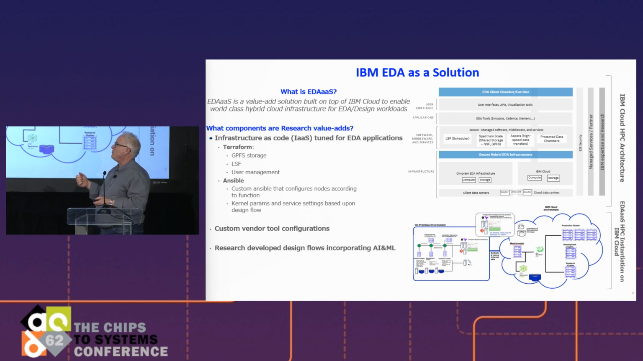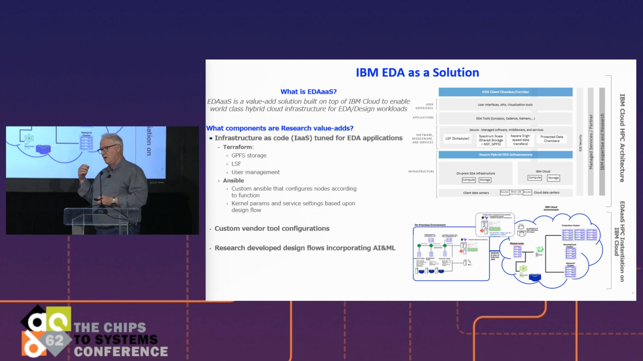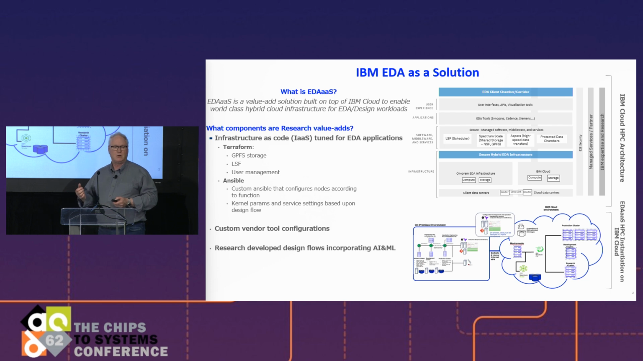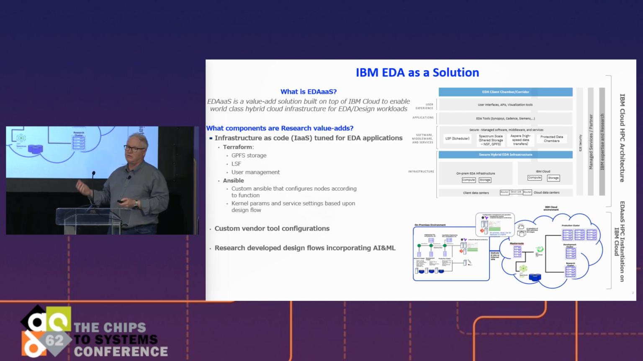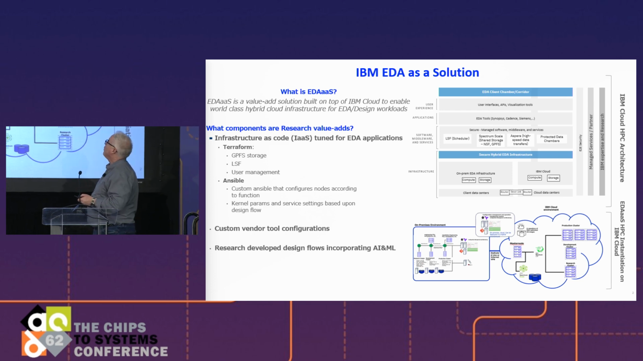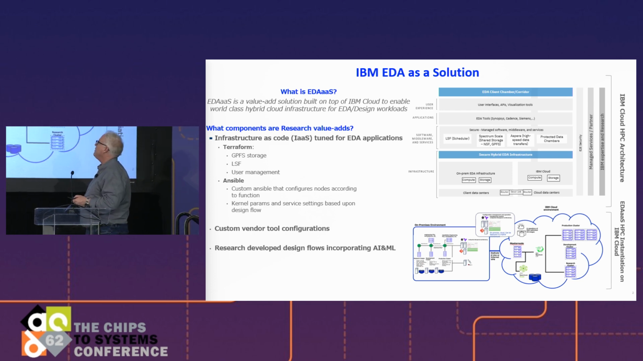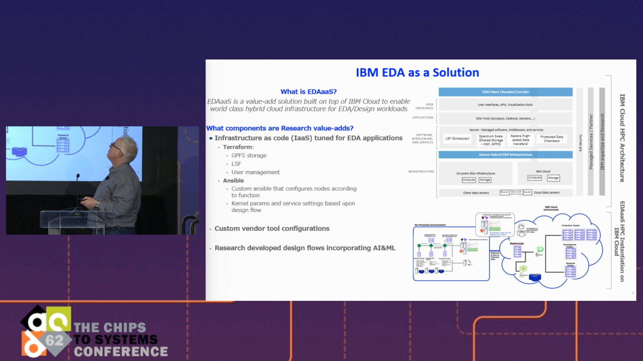Our infrastructure as code consists of Terraform, Ansible, kernel parameter settings, service parameter settings, custom vendor configurations, as well as research-developed design flows incorporating AI and ML. What you can see in the upper right-hand side of this diagram is a level diagram of how we built everything from the client data center through on-prem infrastructure, cloud infrastructure, the levels that we're going to talk about in a little bit, particularly LSF, Spectrum Scale storage, Aspera, and high-level security for secure data protection chambers.